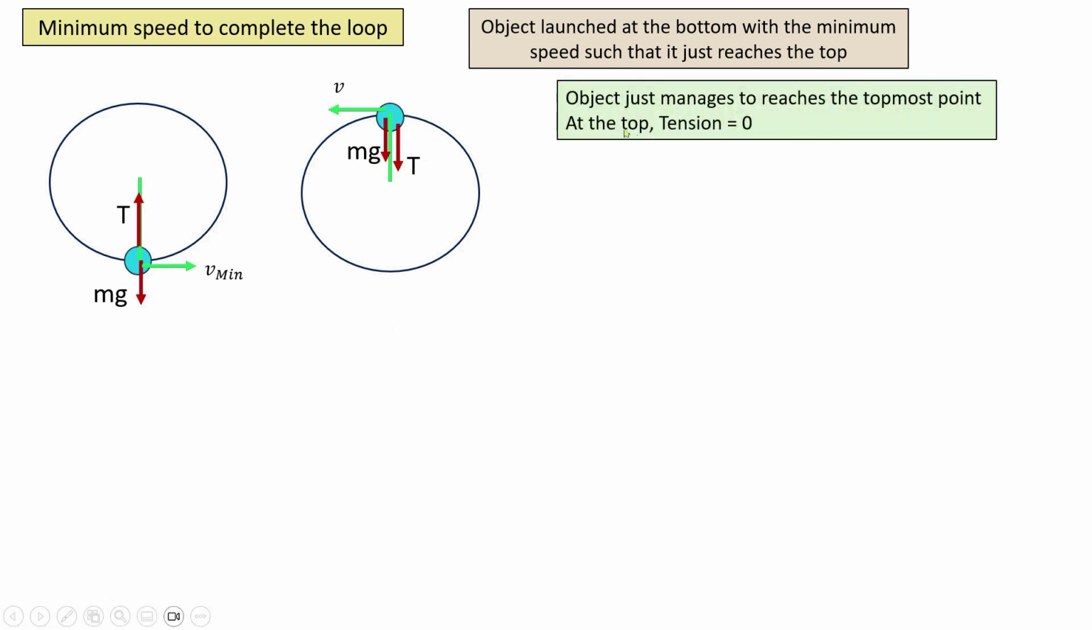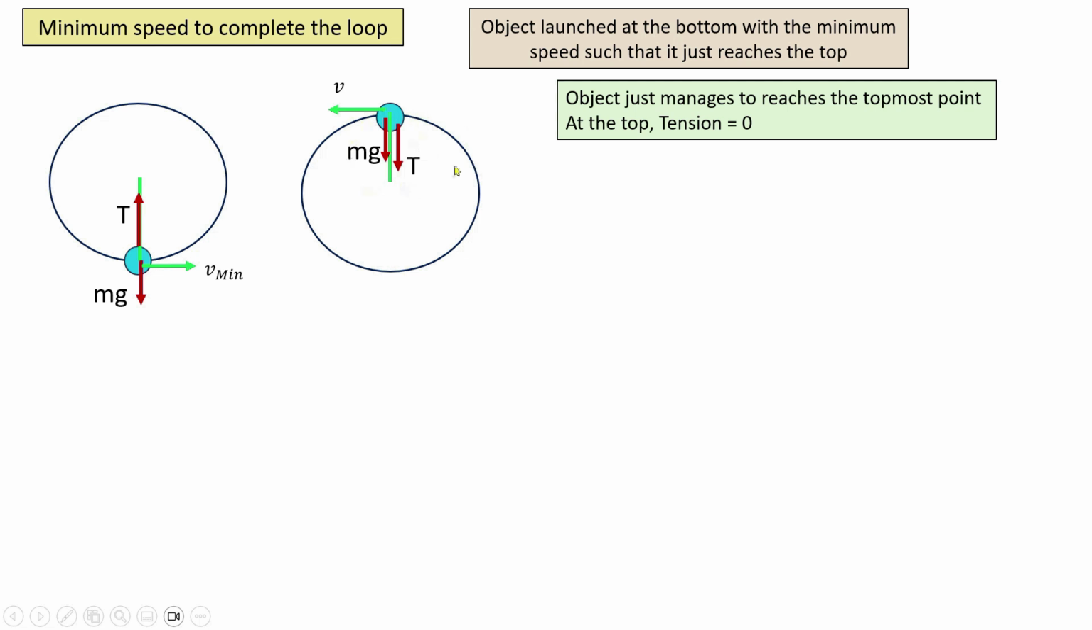Now, since the object just manages to reach the topmost point, at that point tension is considered as zero, which means the rope will have zero tension. So the rope will be almost loose at that point. So let me repeat, when the ball is just reaching the top, the string will have almost zero tension.